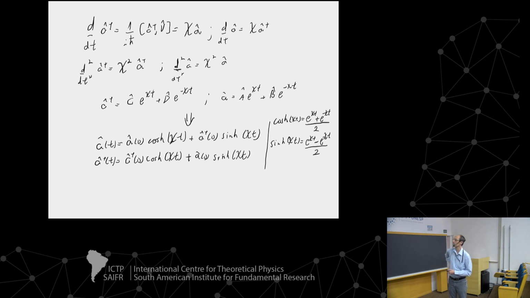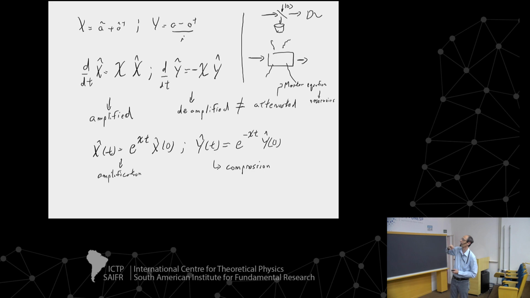And now comes the part where you see the amplification. Let's change it a little bit. Let's look at the quadratures, combining symmetrically and antisymmetrically creation and annihilation operators. When you do that, you have a quadrature of the field that will be amplified. It's multiplied in the evolution of time, and the other one is de-amplified. Remember, it's not attenuated. You're not throwing anything away. You're reducing it. You're squeezing. That's different from attenuation, as you're going to see tomorrow.